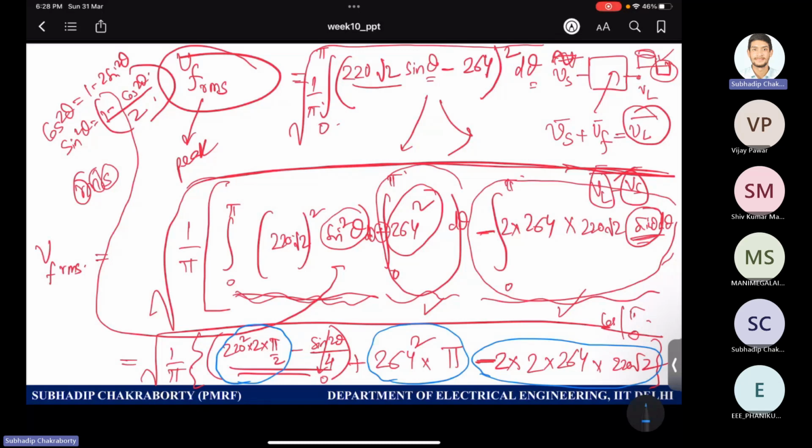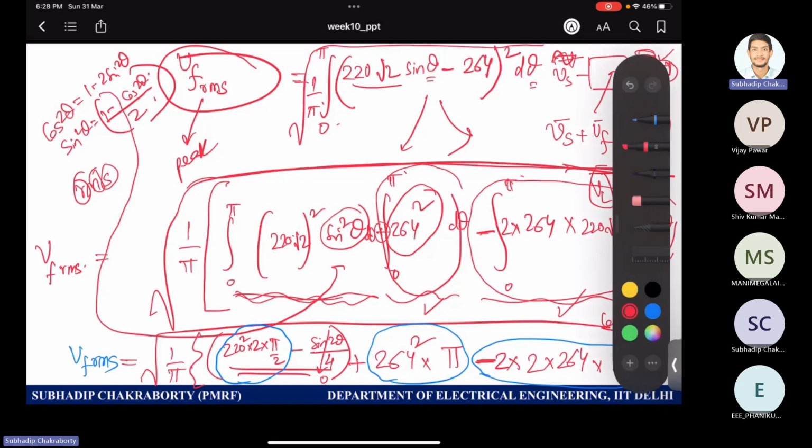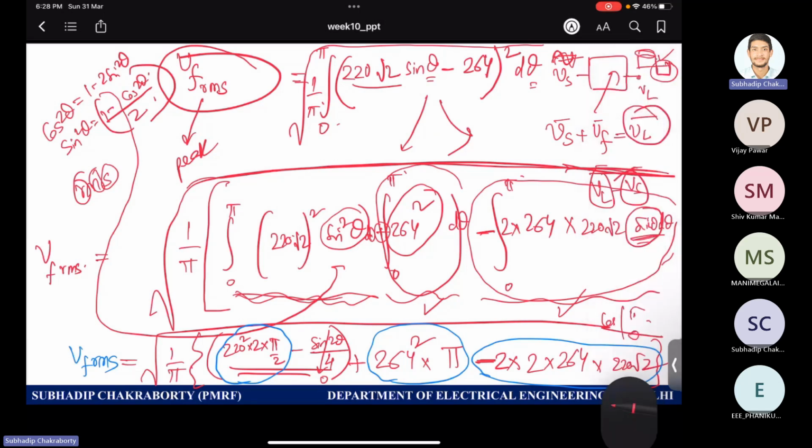Yes, this one is easy, right? It should not take much time. You please do with me. Please tell me what is the RMS value, okay? VF RMS. Don't forget the square root, okay? So what is the RMS value coming? Any one of you tell me.